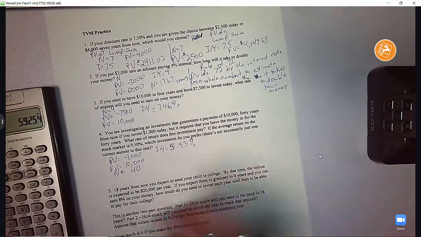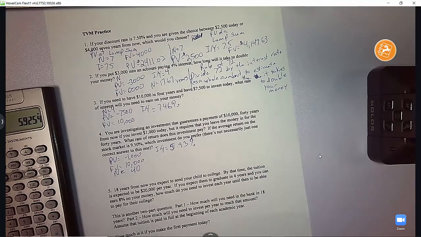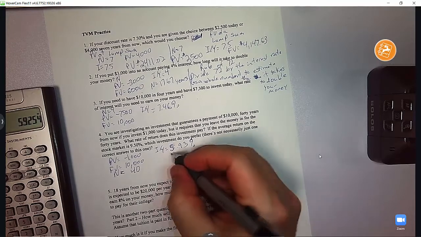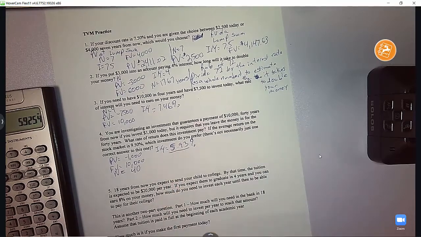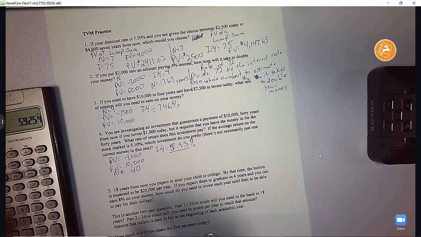So that answers the first part of the problem. The second part of the problem says, if the average return on the stock market is 9.5%, which investment do you prefer? So this is really an opinion question. You can get a guaranteed return here of 5.93%, which is pretty darn good for a guaranteed return. However, it requires you to lock your money up for 40 years. You can't take it out early.